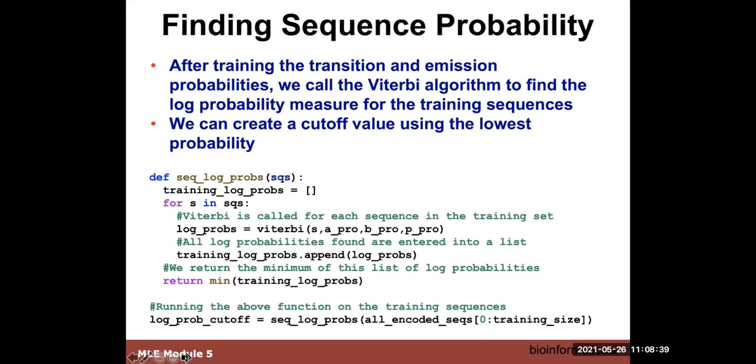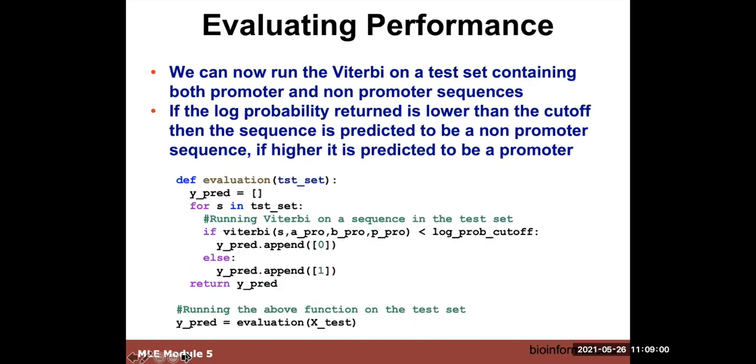From that calculation of the transition, emission, and initial probabilities, we then have to call the Viterbi dynamic programming algorithm to calculate the log probabilities. This function calculates the log probabilities, and it also has a cutoff to sort of draw the line. Through running that Viterbi program, we can test our sequences.